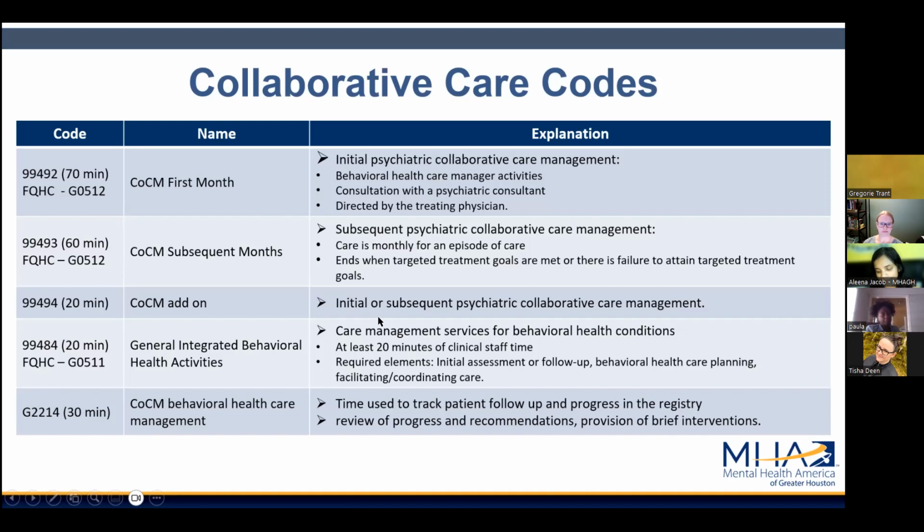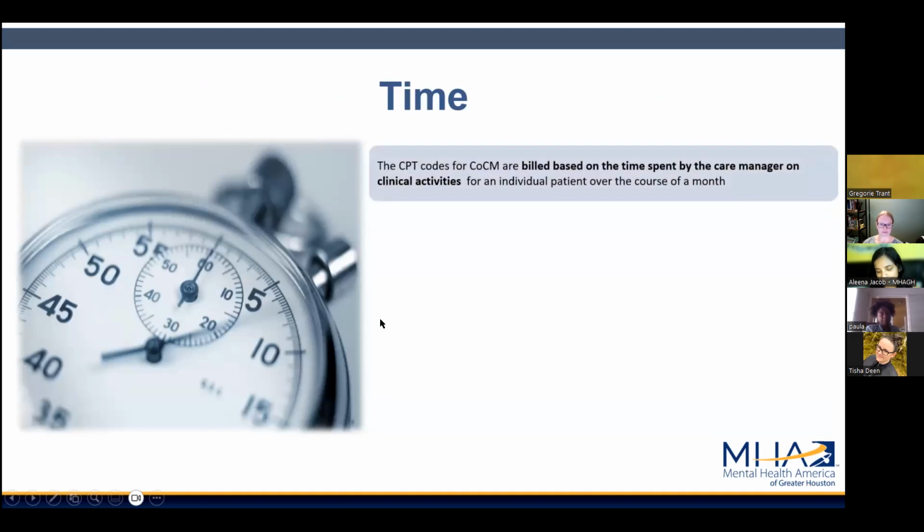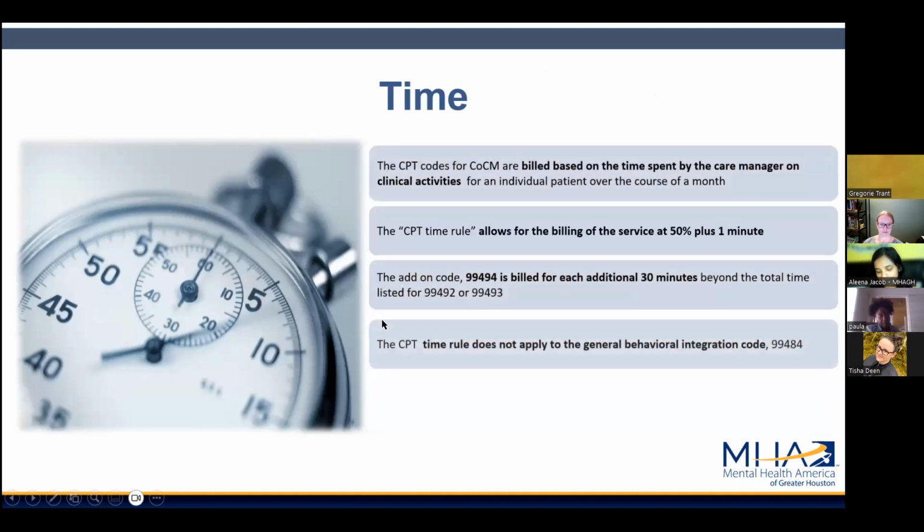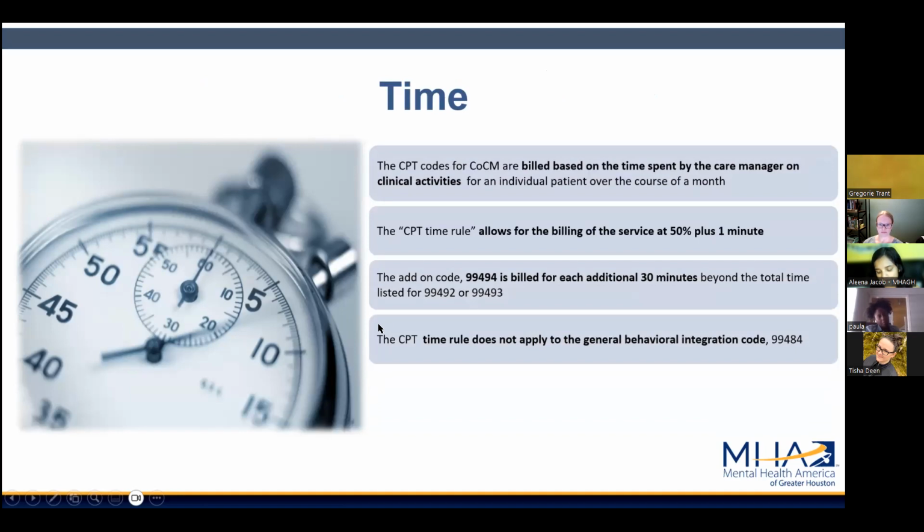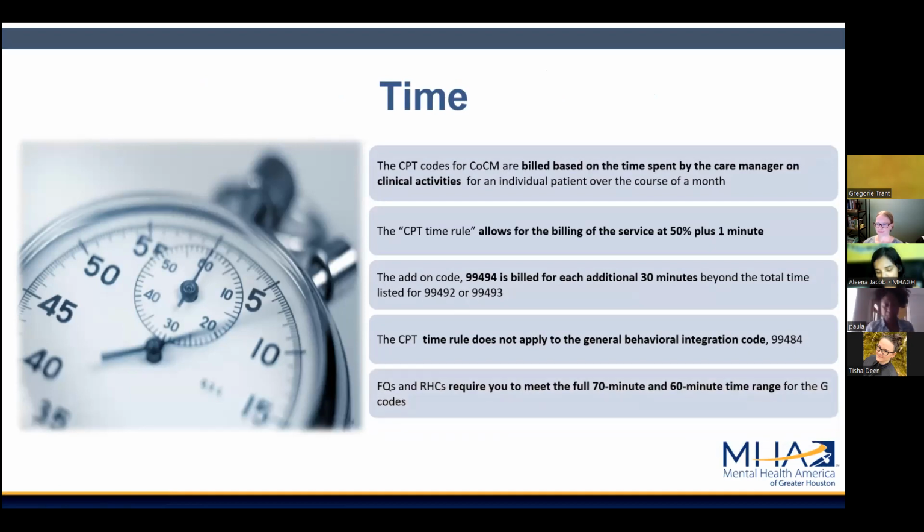So you say, yes, I'm doing this, I'm doing this, I'm doing this. It gives you the time and you auto-populate. Really hard to do. I would say one of the biggest challenges that people talk about with CoCM is documenting time. You have to write down every time you spend time on a patient. That takes time. I don't think you can charge for counting time as time. And again, the FQHCs and rural health clinics are required to meet the full 70 or 60-minute time range for those G codes.